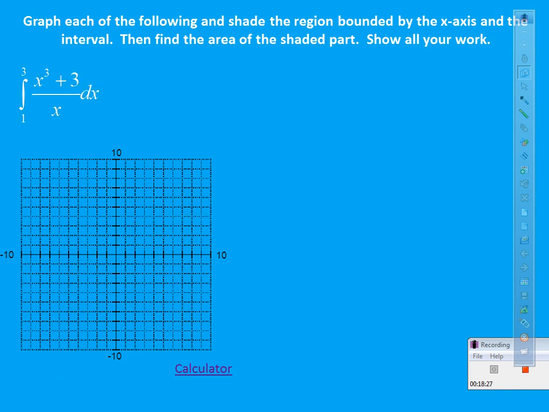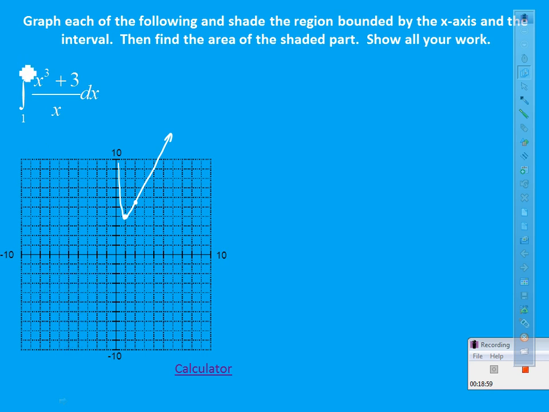So here's our last one. Doesn't look very pretty, to be truthful. But what I did is on my calculator, I went ahead and graphed it. And then I traced a few points. And at 1, I had 4. At 2, I had about 5.5. So my graph of it looks something like this. There's another piece of the graph over here.